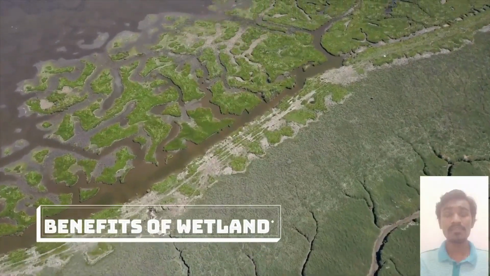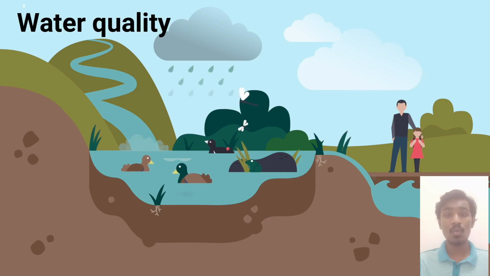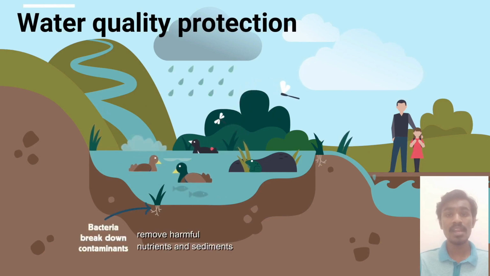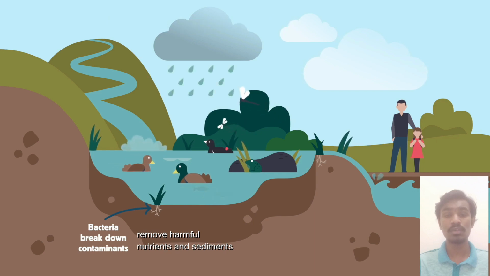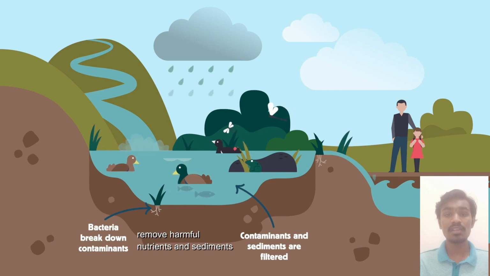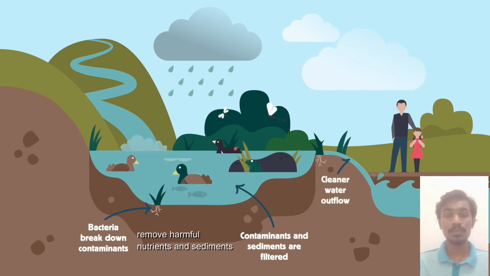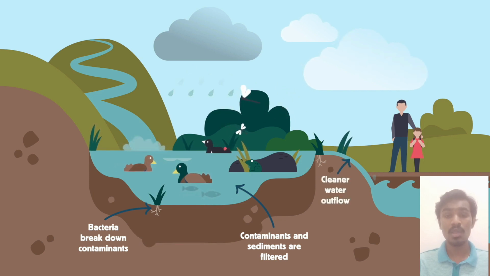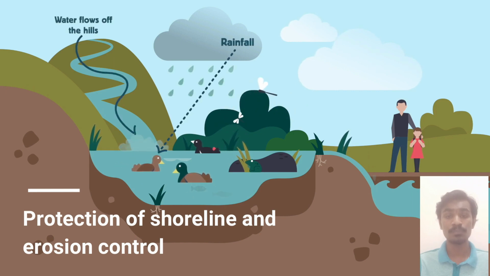Basically, there are many benefits of wetland in our ecosystem. One of the benefits is water quality protection. Wetlands remove harmful nutrients and sediments from surface and groundwater. Wetlands are vital to the integrity of aquatic ecosystems because they maintain water quality and keep our lakes, streams and groundwater healthy. Another benefit is wetlands also act as a protection of shorelines and erosion control.